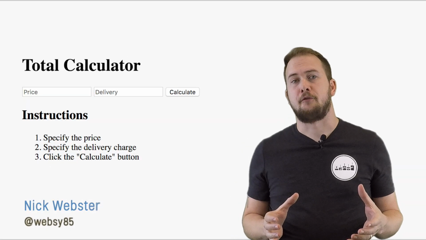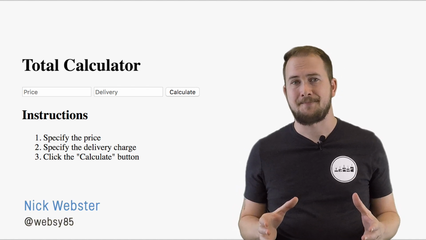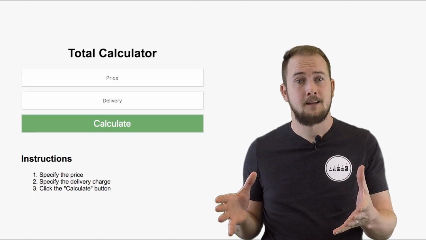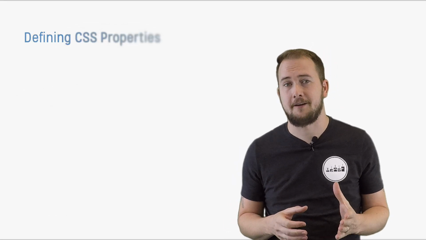So we've built the structure for a simple web page, but let's face it, it's ugly. To make it more appealing, we can add some styling with CSS to make it look like this. Let's start by taking a quick look at how individual CSS properties are defined.